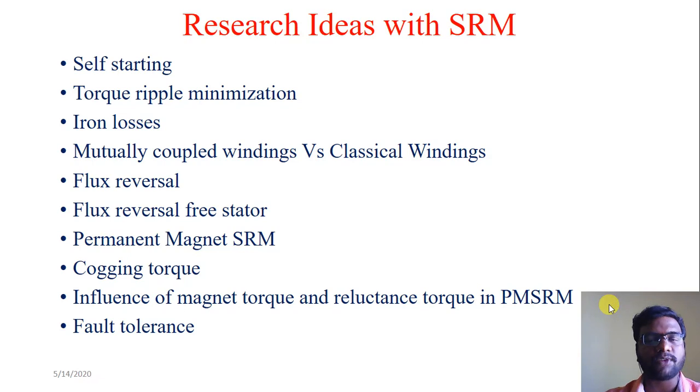And the fourth one is flux reversal. This flux reversal occurs due to the change in excitation. Suppose phase A is exciting, and again I have to excite phase B. In this case the flux direction gets changed, and that is said to be flux reversal. Next is the flux reversal free stator, in which the flux reversal happening in the stator back iron is eliminated. That will have an impact on the vibration of the machine.